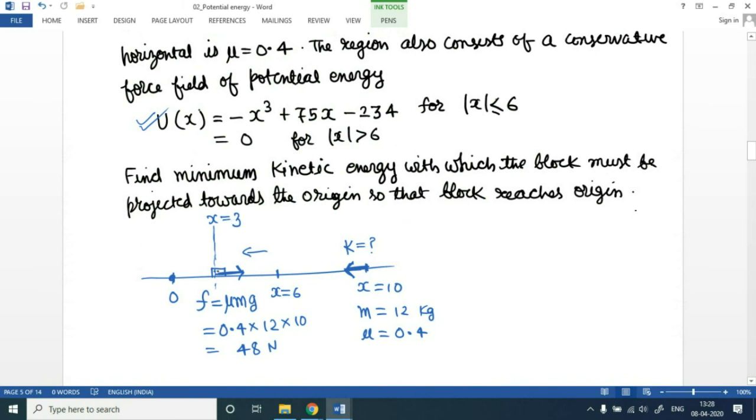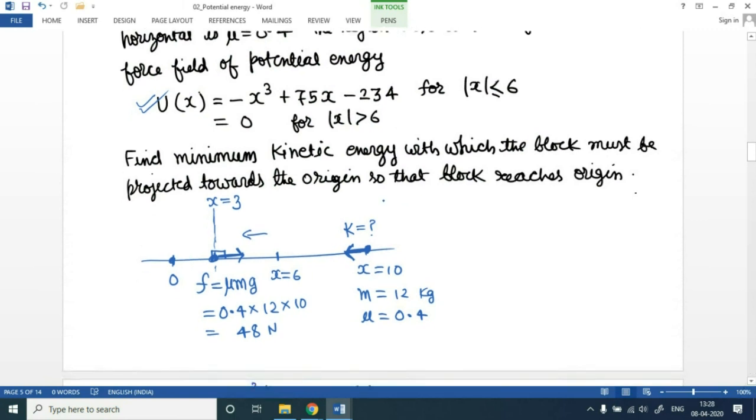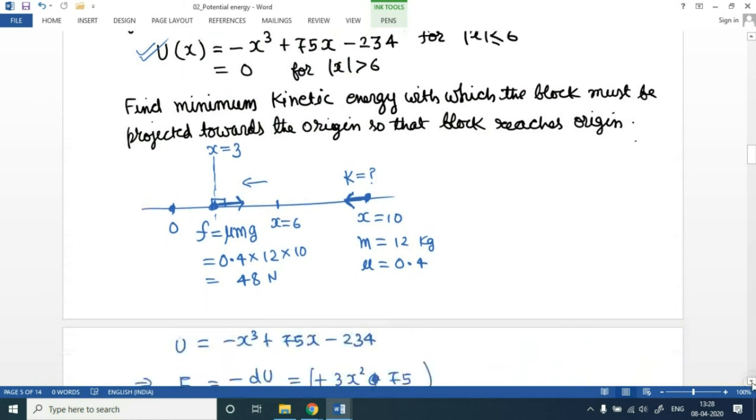So at x equal to 3, the force is 0, and for x greater than 3, it is acting in the rightward direction, meaning it is opposing the motion. But for x less than 3, the force would be in the leftward direction, so it will automatically pull this particle towards the origin. So our job is just to make sure that this particle, when it is projected from here, reaches over here. And now we can see that the initial position is x equal to 10 and the final position is x equal to 3.